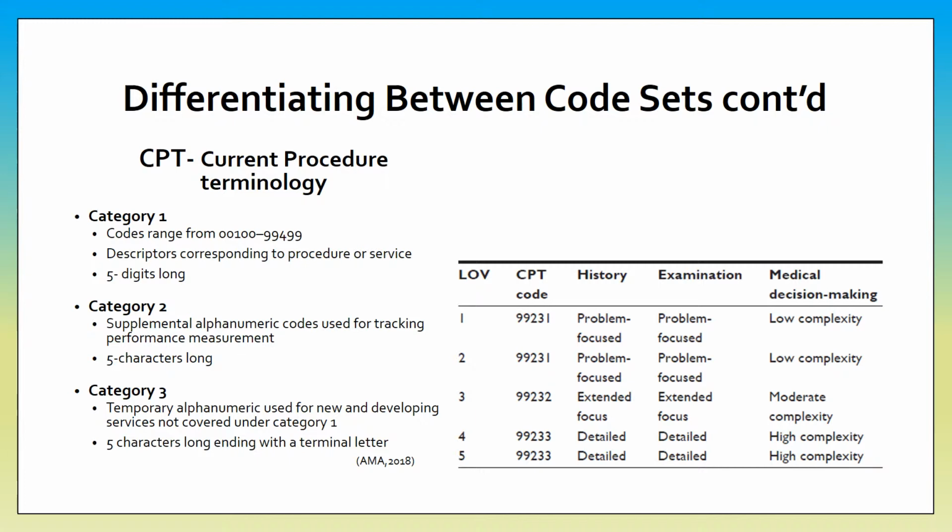Category 2 is used for tracking the performance measurement and is alphanumeric. Category 3 is also alphanumeric and is used for the new or developing procedures that are not yet in Category 1. All Category 3 codes end with a terminal letter.